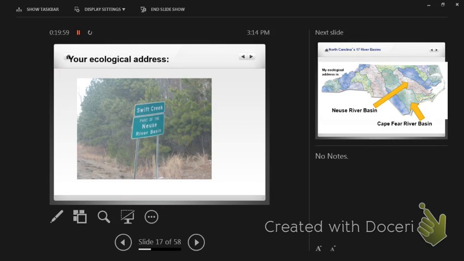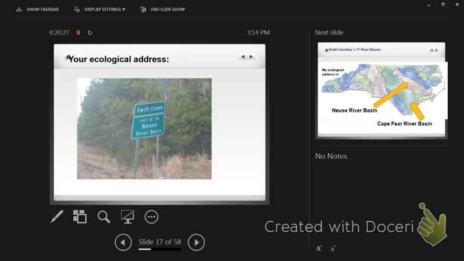Now, a term we use when we're talking about the Earth as the hydrosphere is your ecological address. So we have a street address. We live in the United States, so that's part of our address. We have a zip code that describes our physical address. We also have our ecological address, and the ecological address is the river basin that you live in.